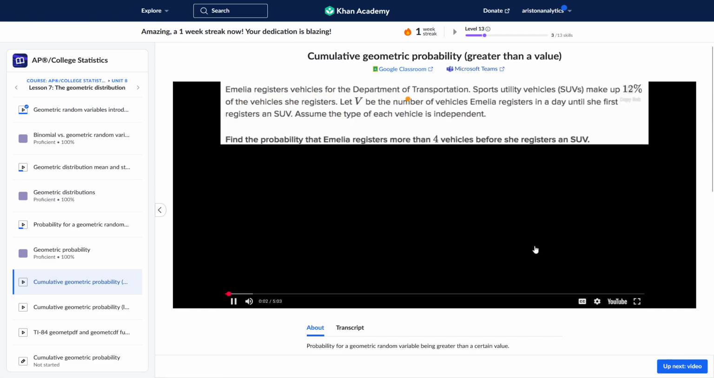Amelia registers vehicles for the Department of Transportation. Sports utility vehicles, also known as SUVs, make up 12% of the vehicles she registers. Let V be the number of vehicles Amelia registers in a day until she first registers an SUV.